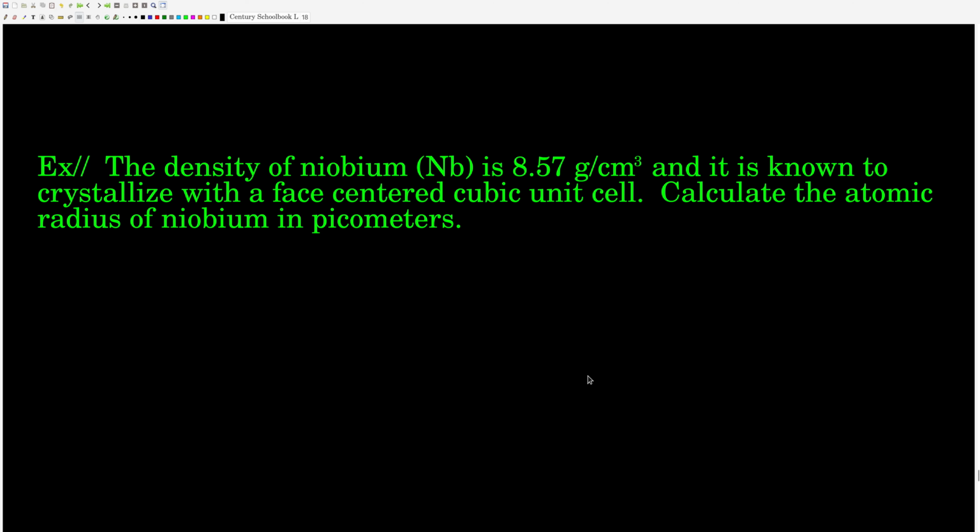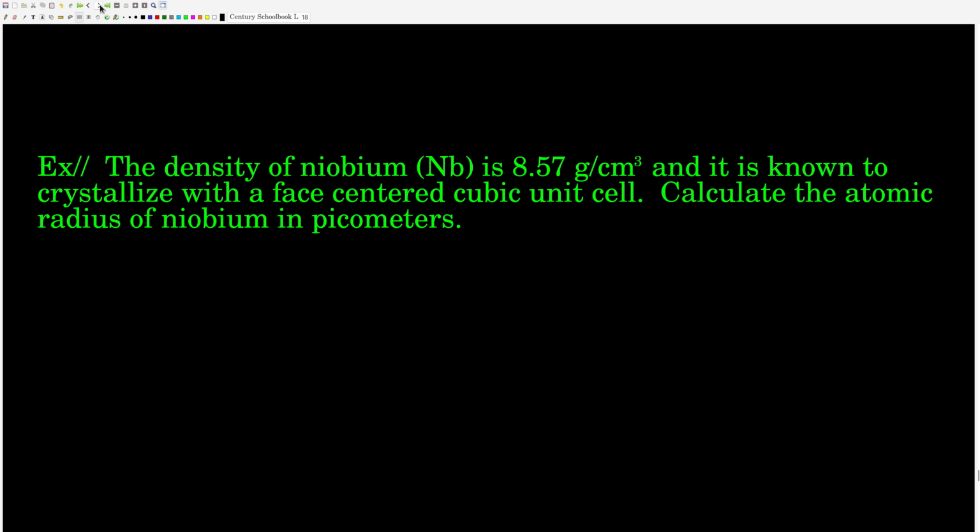Alright, so let's do another example. Given that the density of niobium is 8.57 grams per cubic centimeter, and it's known to crystallize with a face-centered cubic unit cell, calculate the atomic radius of niobium in picometers. Right, so you know the density, and you know that it's a face-centered cubic unit cell, so you know the relationship between the length and the atomic radius. So go ahead and work this out and come on back when you get an answer.